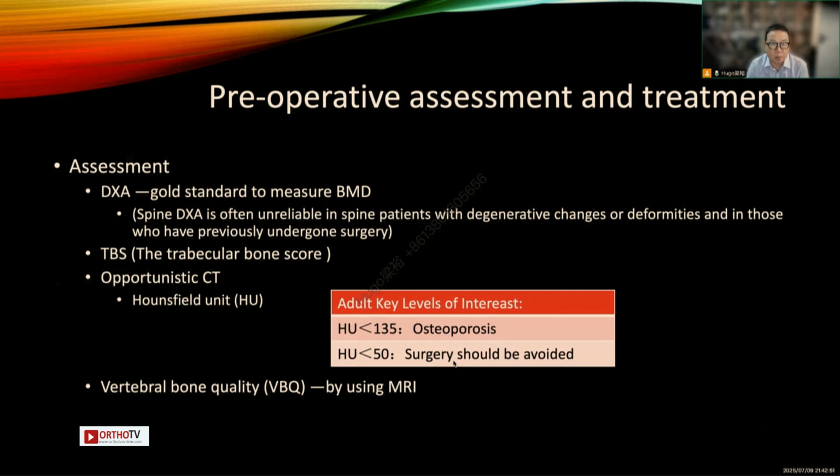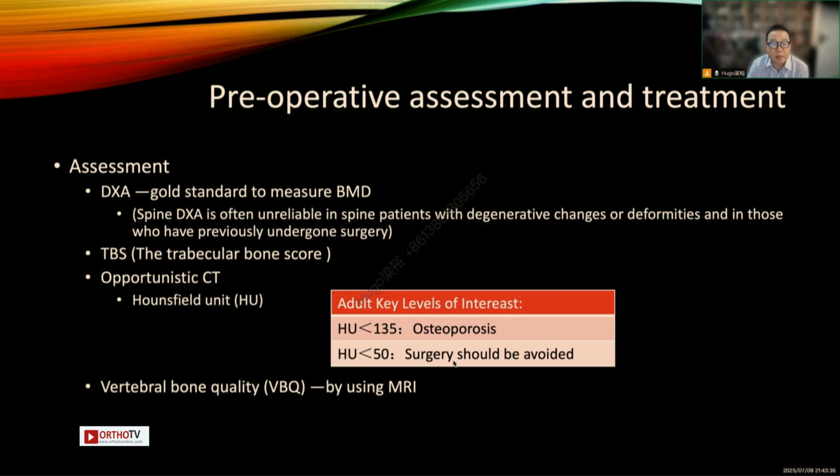DEXA still remains the gold standard to measure BMD, but sometimes it is unreliable in degenerative change and deformities, and in patients who have had previous surgery. So people turn to other screening tools like TBS, the trabecular bone score, to identify the microarchitecture of the trabecular bone, and also quantitative CT measurements.